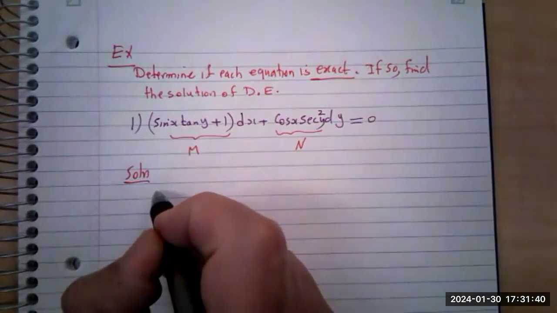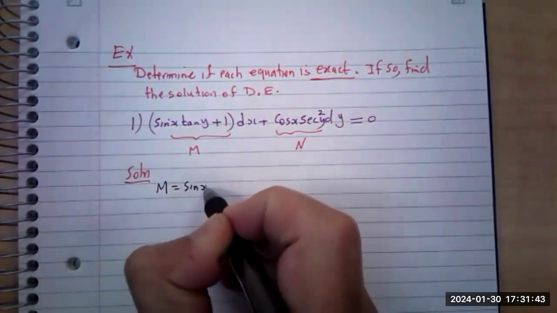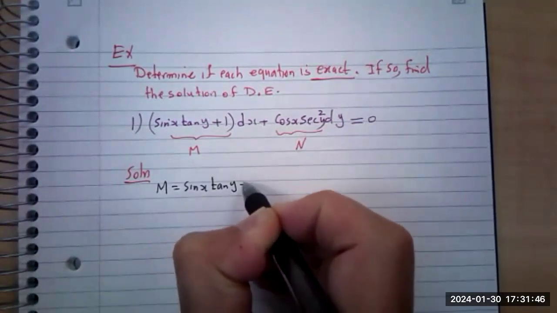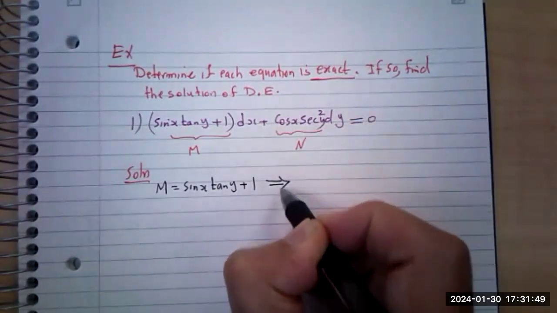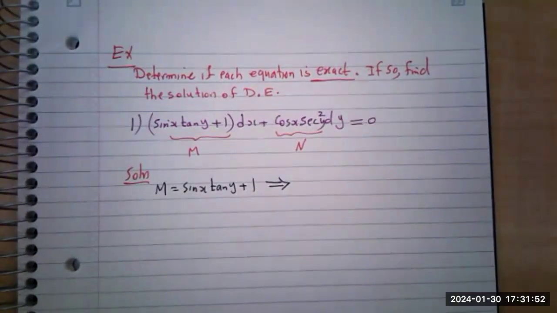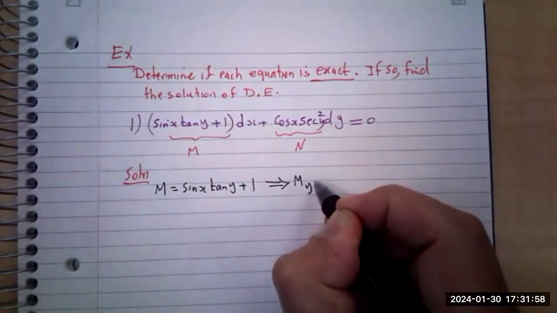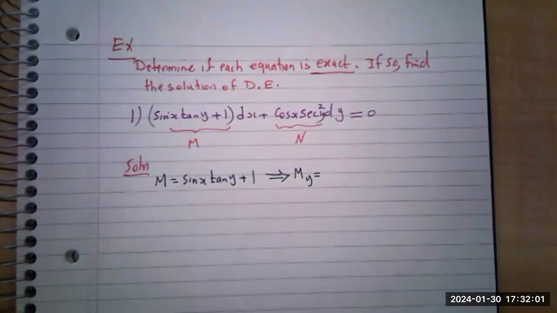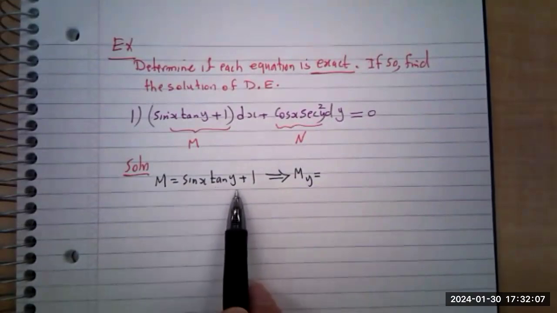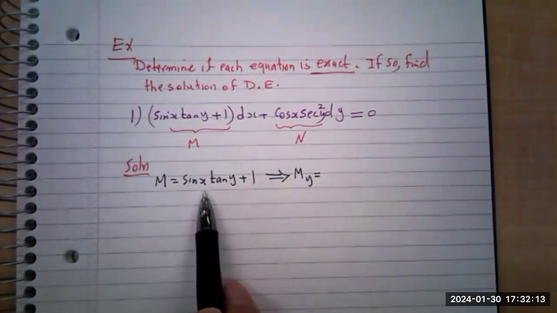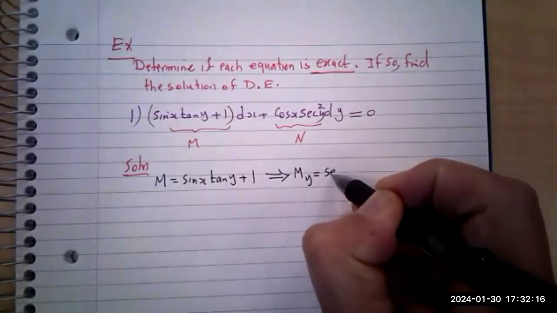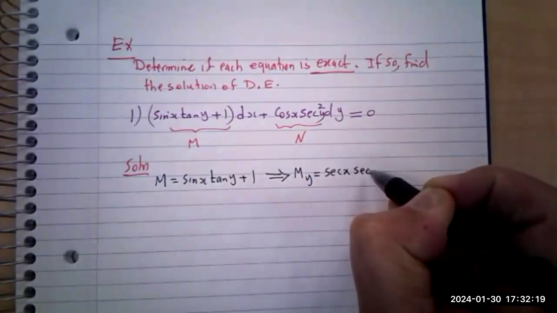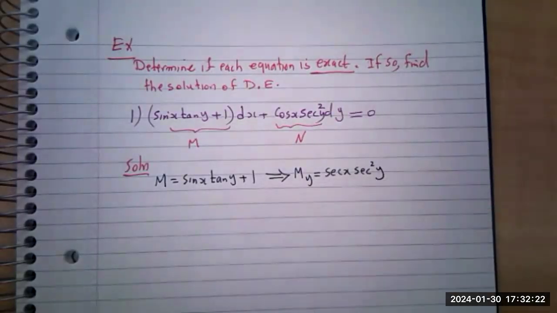This is M, which is sine x tangent of y. In the case of M, you differentiate with respect to y. M is coming with the dx, but you differentiate with respect to y. So we find M sub y. X is going to be constant. So we differentiate tangent of y. The derivative of tangent y would be secant squared of y. Sine x is a coefficient, so it stays as is. So it's going to be sine x secant squared of y.